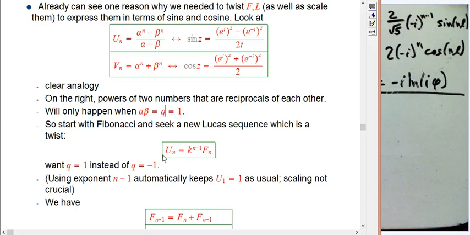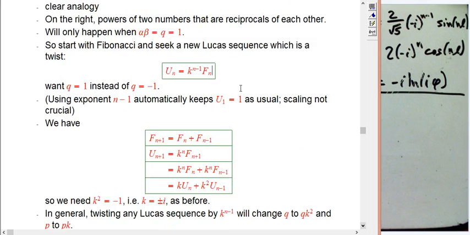Okay, so in general, just take any number k, and we'll start with Fibonacci, and we can talk about the general Lucas sequence in a minute, but let's just start with Fibonacci like we did. And we want to create a new Lucas sequence that satisfies a different recursion that has q equals 1 instead of what we started with, q equals minus 1. The reason I'm multiplying it by k to the n minus 1 is so that when n equals 1, I don't mess with the initial condition. So this will still start with 0, 1, just because this started with 0, 1. And we're not going to worry about the scaling. Just the twisting is really the crucial thing.